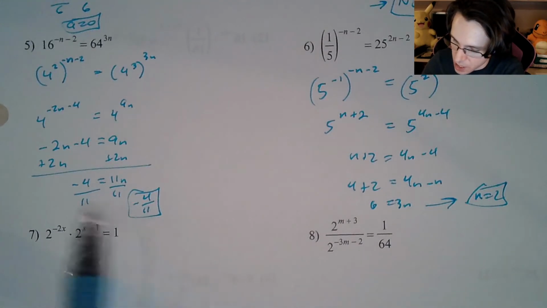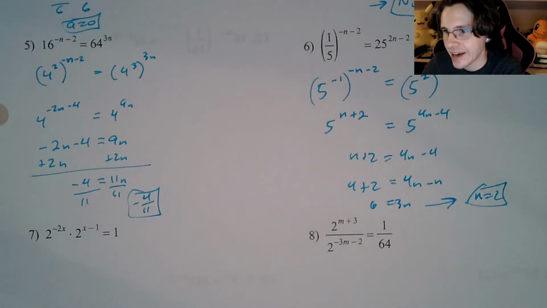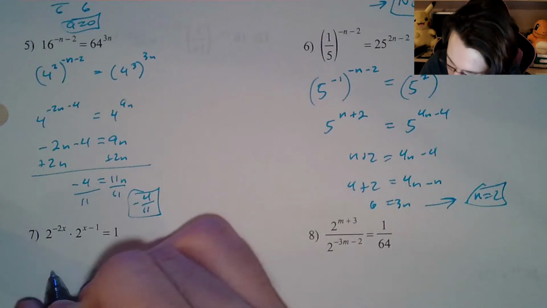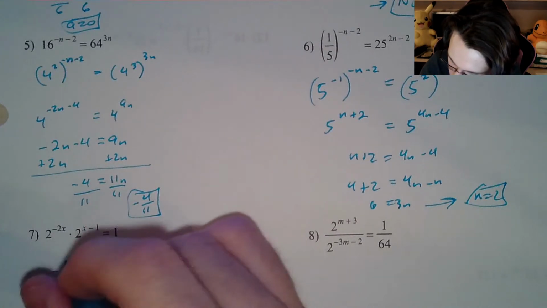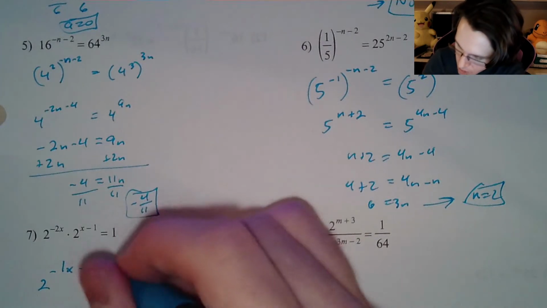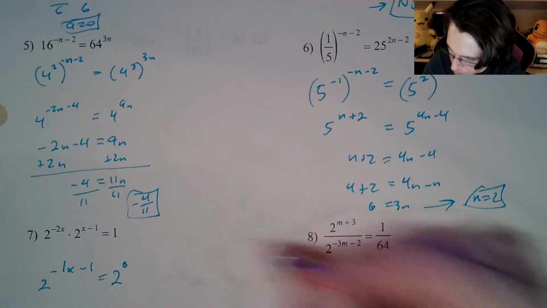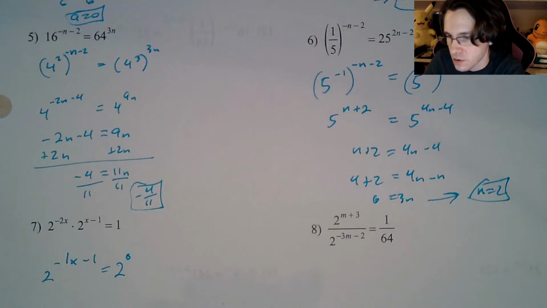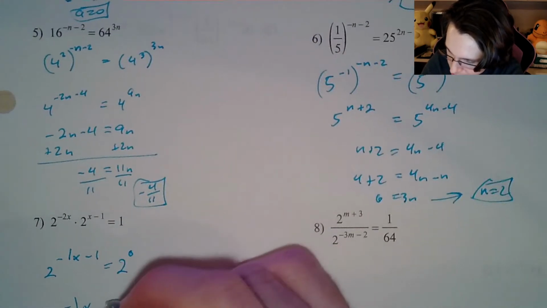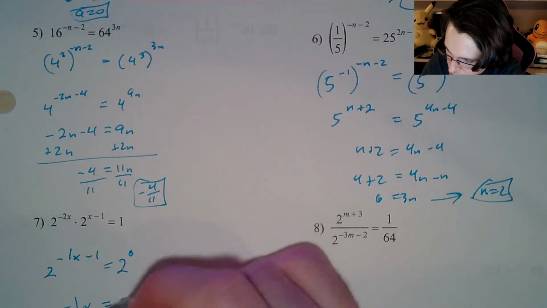So our exponent rules say that when we multiply like terms, you add the exponent. So I'm doing negative 2x plus x. That's negative 1x. 2 to the negative 1x, minus 1. You technically don't need that negative 1, don't forget. And then the right-hand side, 2 to the 0. Anything to the 0 power is 1, and therefore negative 1x is equal to 0.